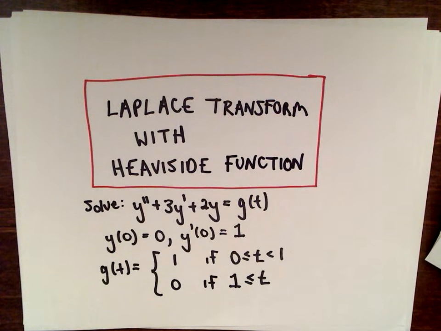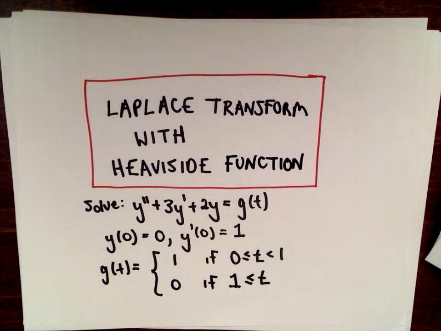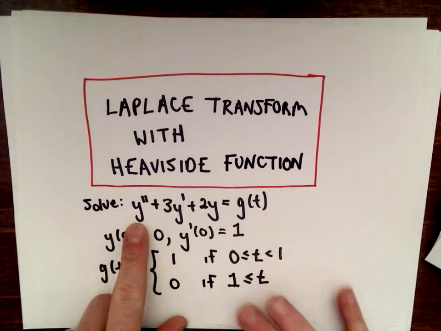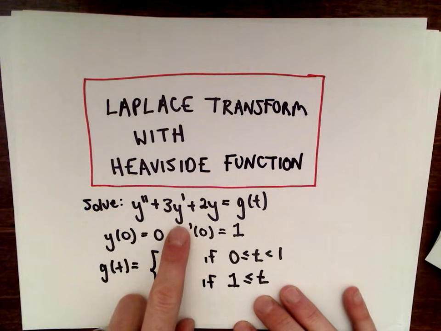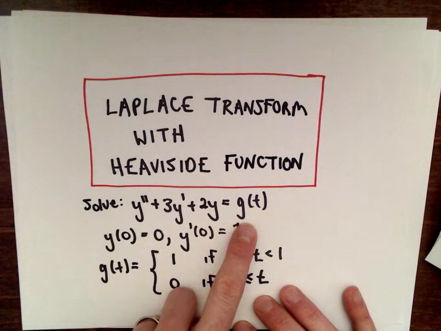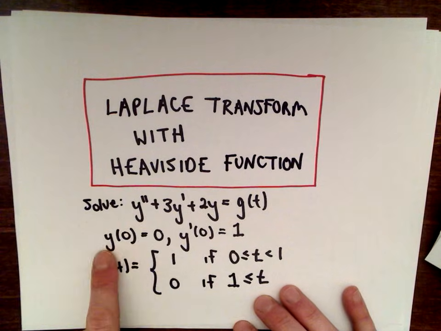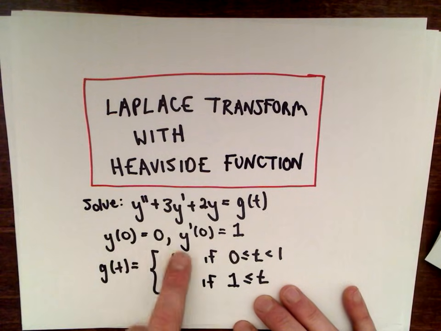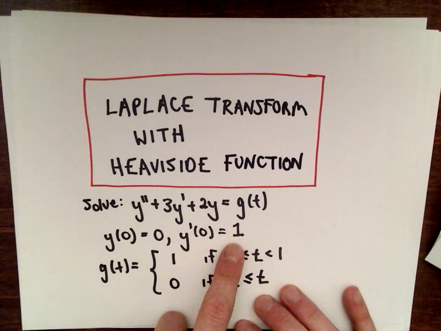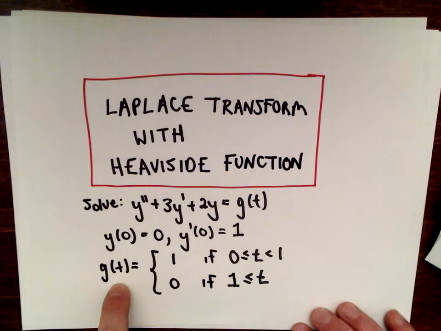Alright, in this video we're going to use a Laplace transform along with a Heaviside function to solve a differential equation. So here we've got the differential equation y double prime plus 3y prime plus 2y equals g of t. We've got the initial conditions y of 0 equals 0 and y prime of 0 equals 1. And g of t is just going to be a piecewise function.